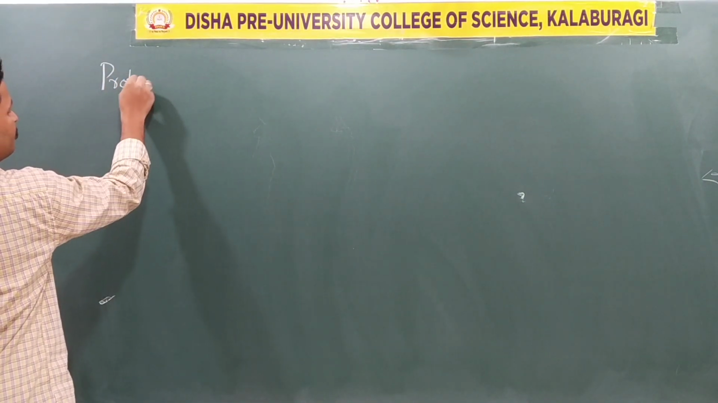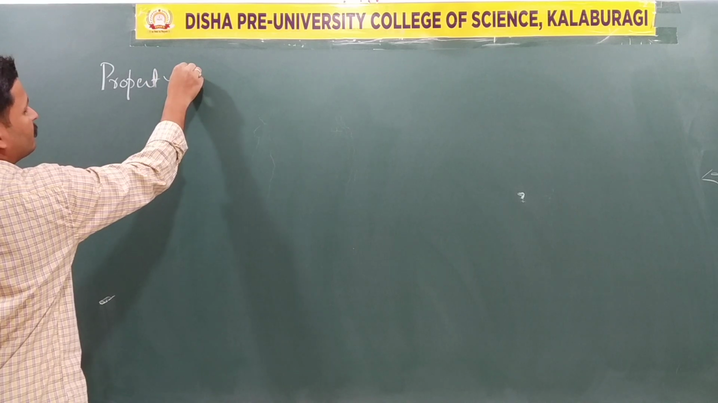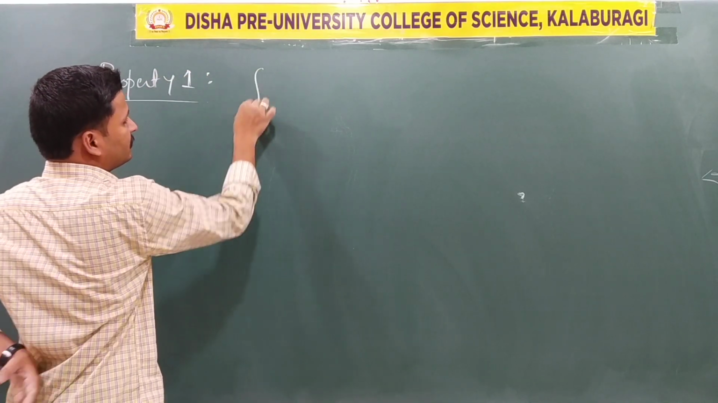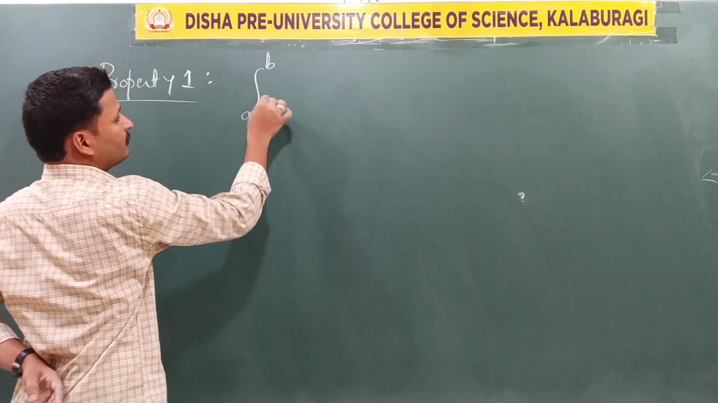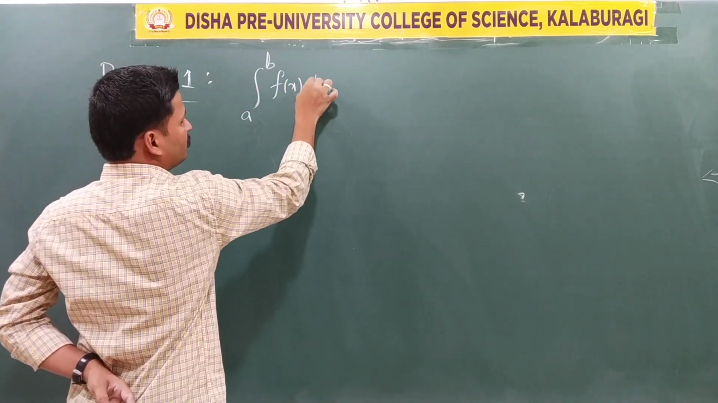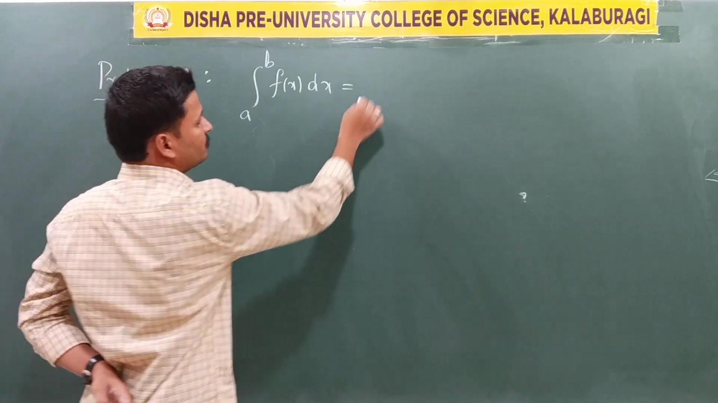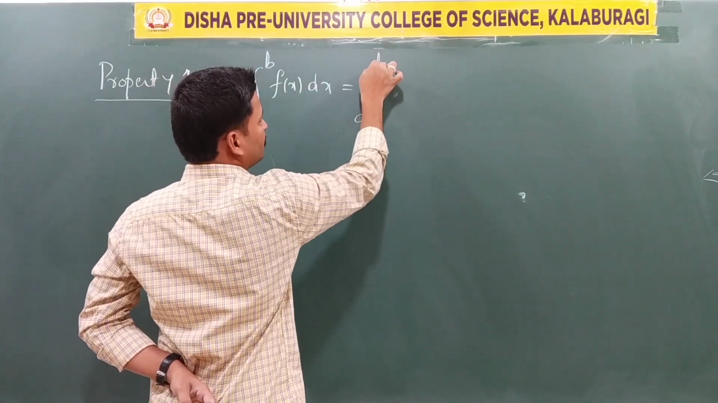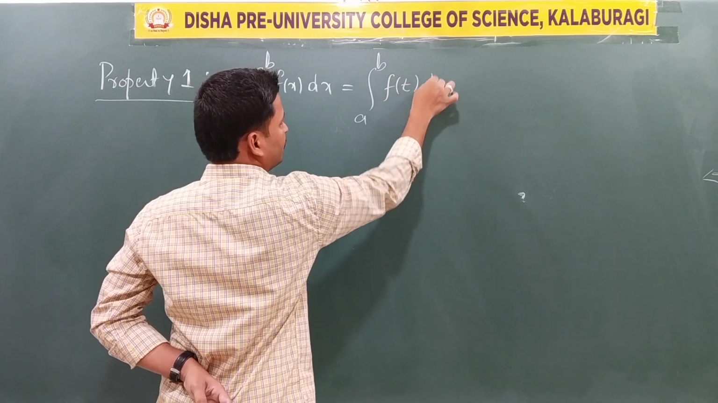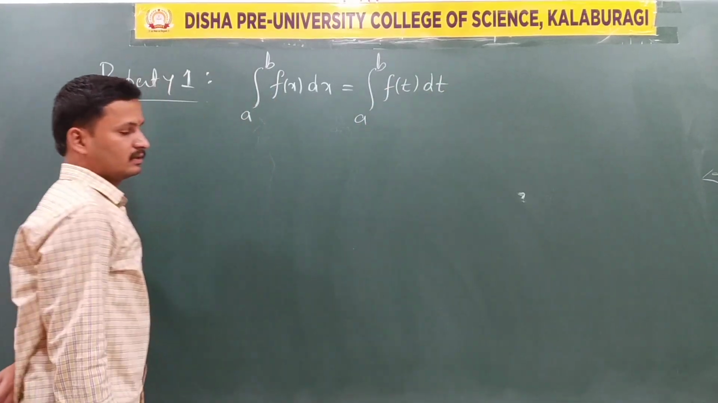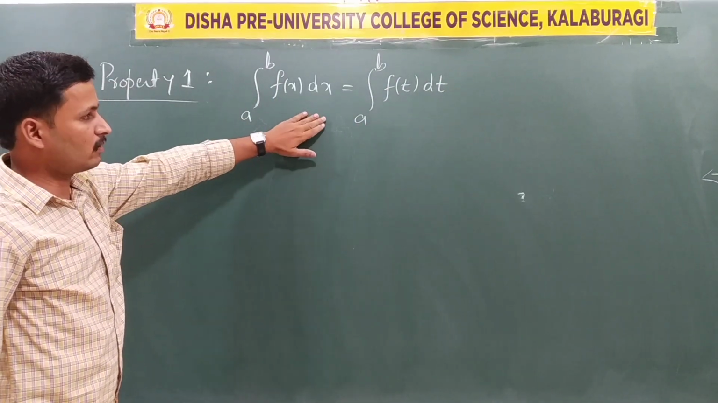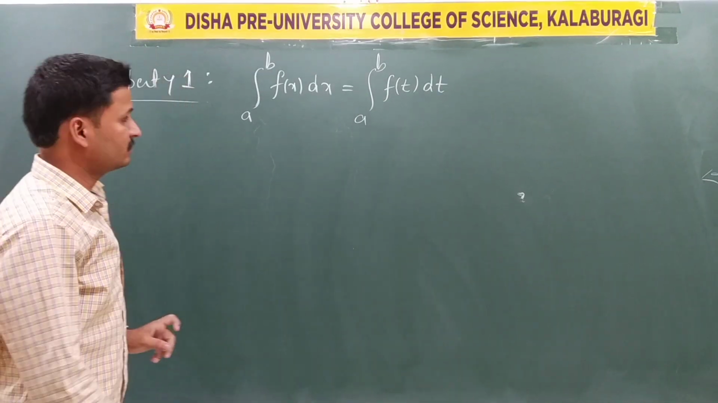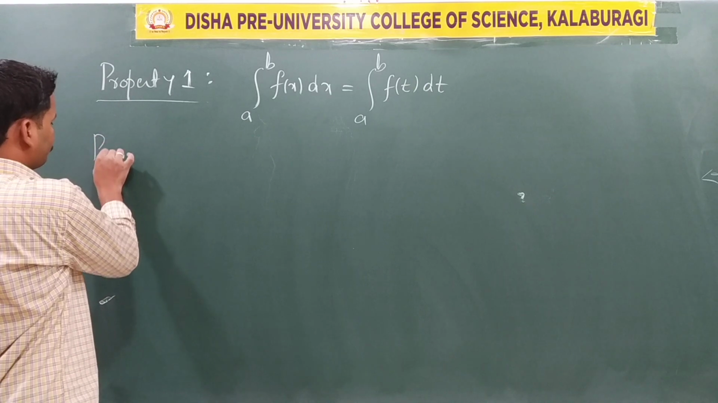So here is property number 1, that is integration from a to b f of x into dx, which is equals to integration from a to b f of t into dt. That means the value of the integral and are same when variable is changed. Okay. Yes. So proof.